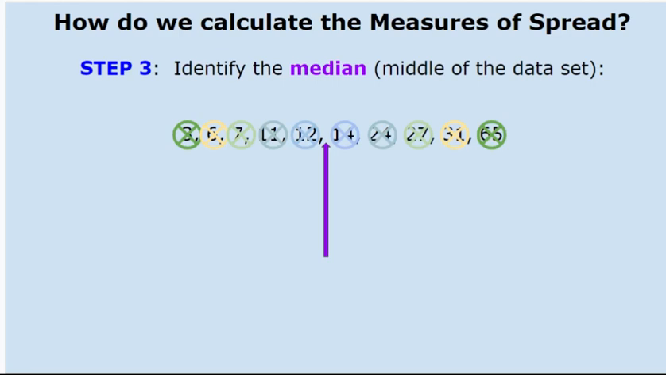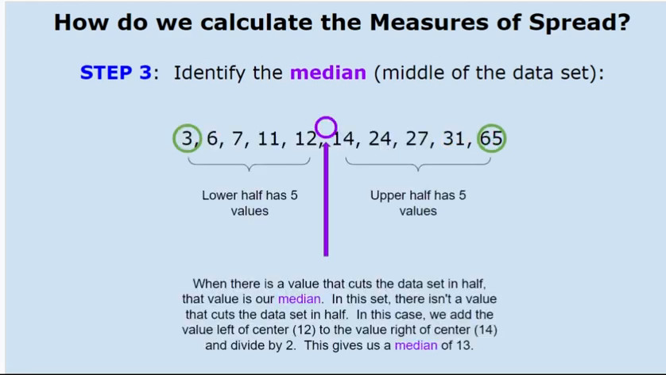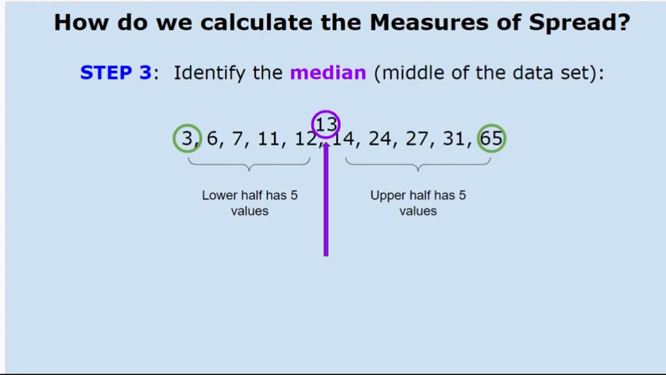In this case, you can see that the purple arrow is pointing to the middle, or the median, but there's no value there. You may remember that when there isn't a value in the middle of the set, we take the value to the left of center, in this case 12, and the value to the right of center, in this case 14, add those two values together to get 26, and divide by 2 to get 13. The median of this data set is 13. It is the value that divides our data set into two halves: a lower half that has 5 values and an upper half that has 5 values.